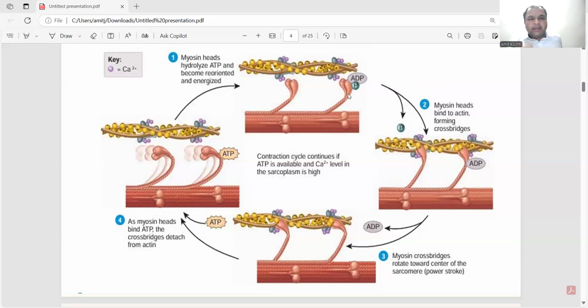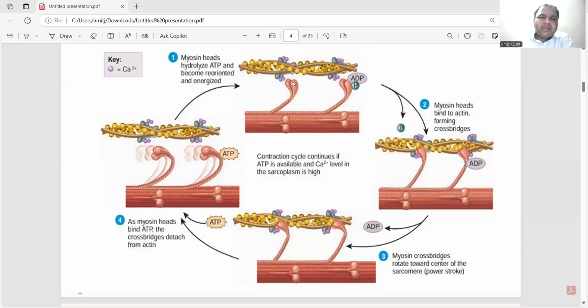Now comes the role of ATP. ATP gets attached to its ATP binding domain, and then ATP gets converted into ADP and phosphate. Now ADP and phosphate, in this form, get excited.